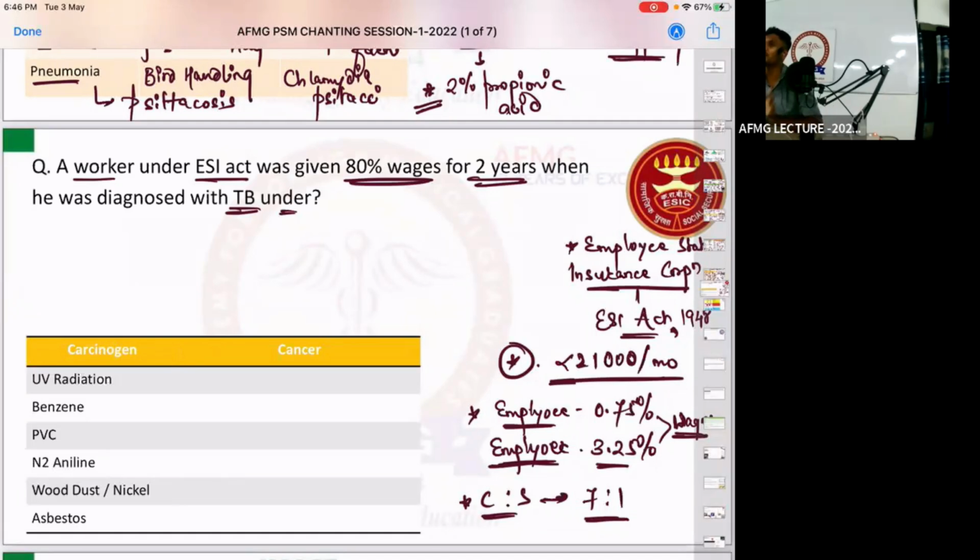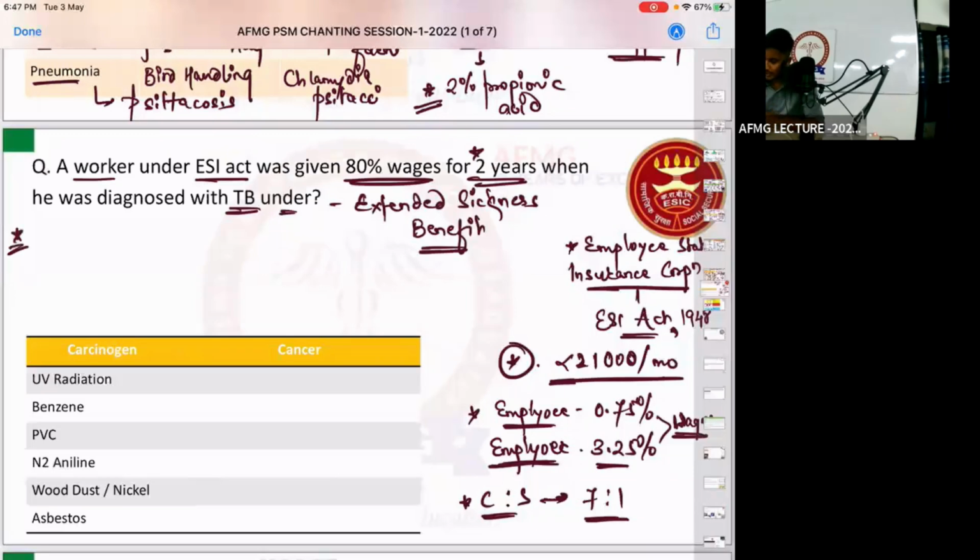So here they are saying a patient was diagnosed with TB, which is a chronic disease, and therefore he was given a medical leave for 2 years with 80% of wages. This comes under extended sickness benefit. So 80% wages for 2 years.